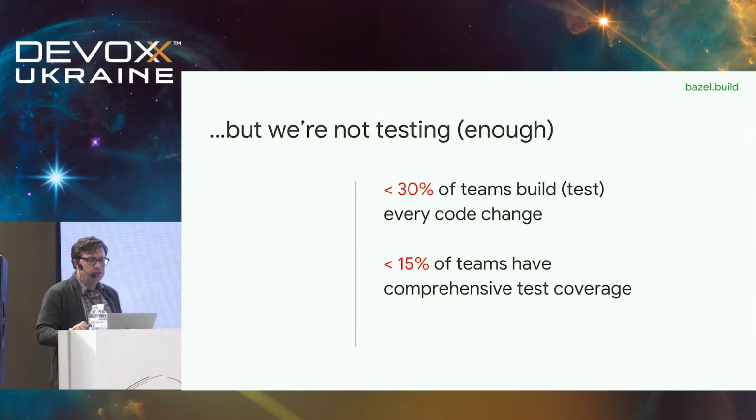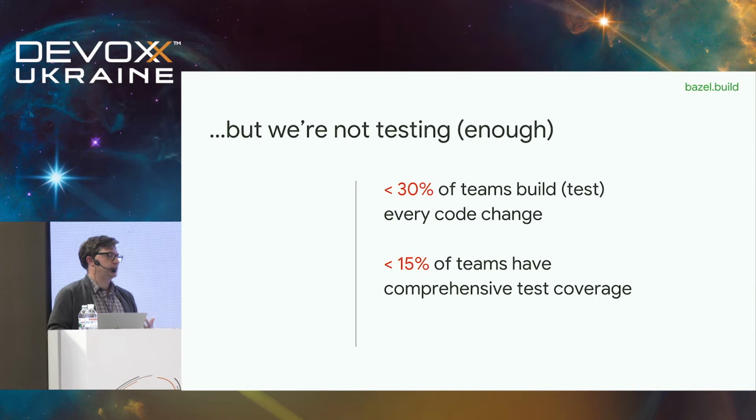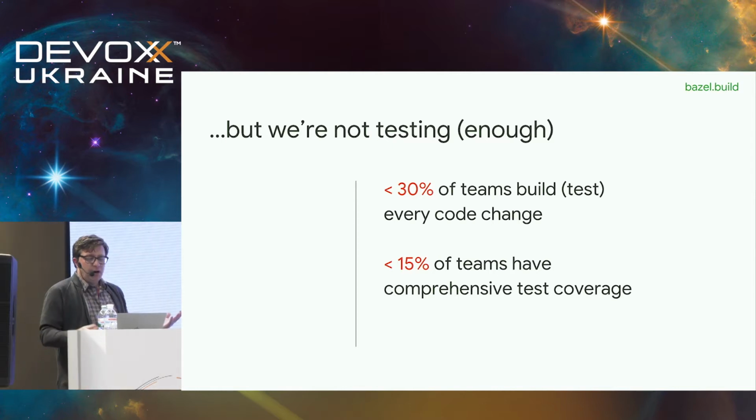Or not. So we did a study with a whole bunch of organizations of all different sizes. This was across hundreds of companies. What we found is that fewer than 30% of teams are building every code change that they do. So a lot of things are hitting their repos without testing. And even fewer have comprehensive coverage. By comprehensive, I mean that every code path is exercised so they are confident that every bit of their code is correct. So why aren't we testing?